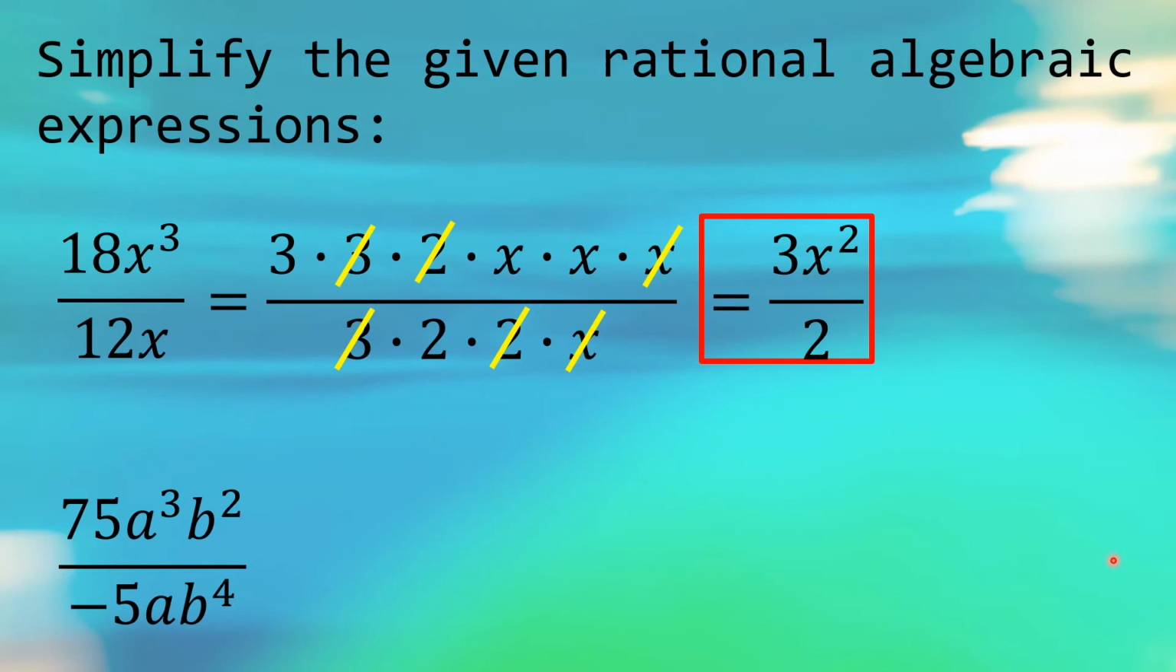Another example: 75a cubed b squared over negative 5a b to the 4th power. Kung masyadong malaki ang constant, bibigyan ko kayo ng technique. Ang gagawin lang natin, i-divide natin yung dalawang constant, and those are 75 divided by negative 5. Pagkatapos nyong i-divide, iyon na yung ilalagay nyo sa final answer.